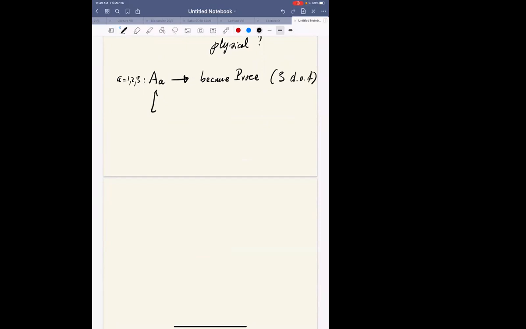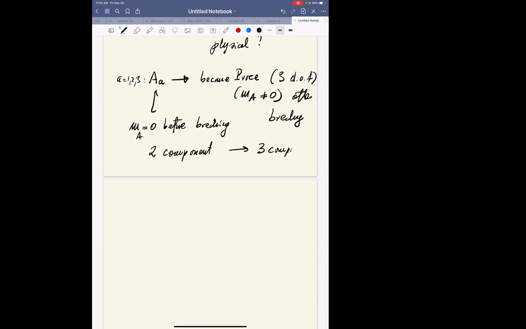But we started with Yang-Mills at the beginning, with Maxwell, with M0 before breaking. After breaking, that means from 2 to 3 components. In other words, we started with 2 components, and we ended up with 3 components, 3 of them. In other words, we got 3 extra degrees of freedom.